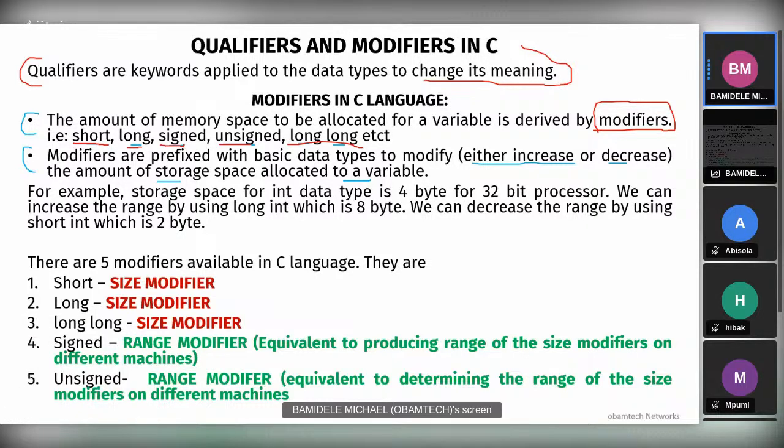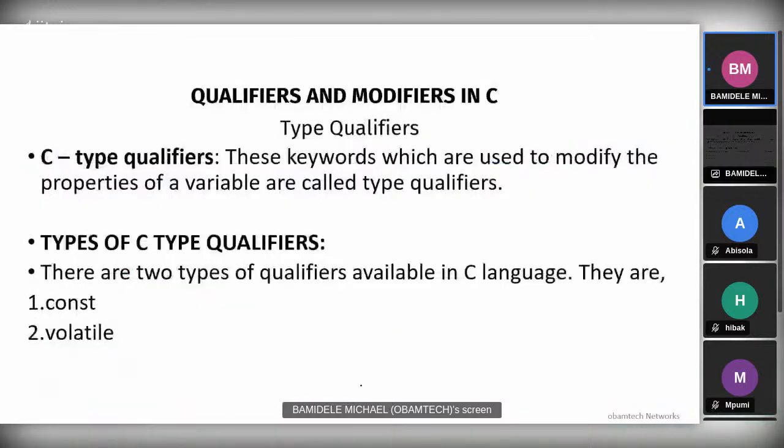So all of these here, they are signed types. And a signed type has its own range. And unsigned too has its own range. So these are the things that make them special.